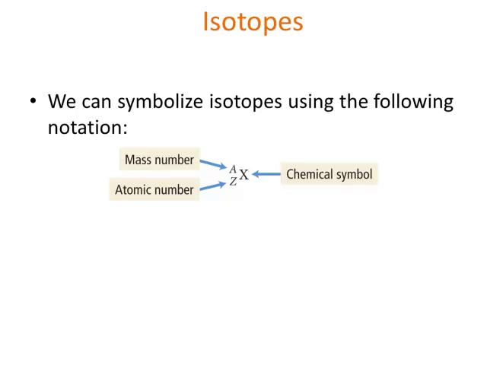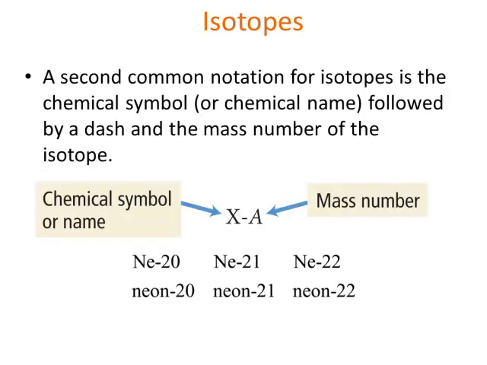We can symbolize isotopes by writing the chemical symbol for the element preceded by a superscript representing the mass number of that isotope and a subscript of the atomic number of the element. The 3 known isotopes of neon would be represented by these notations shown. Another common notation is the chemical symbol or the element name followed by the mass number of the isotope.